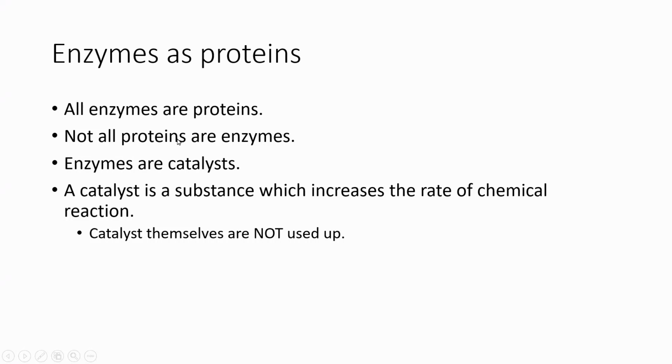So we know that a catalyst is a substance which increases the rate of a chemical reaction. So that's why we can say it is a catalyst. One of the properties or characteristics of a catalyst is that it is not going to be used up. So at the end of the reaction, the total amount of the catalyst is going to be just the same. It's not going to be used up.